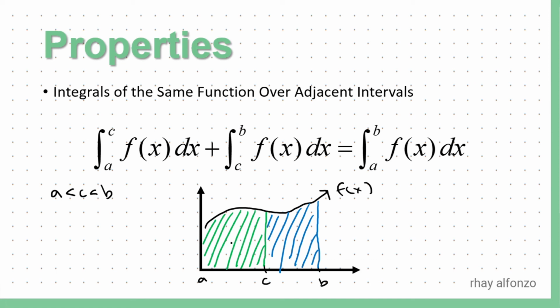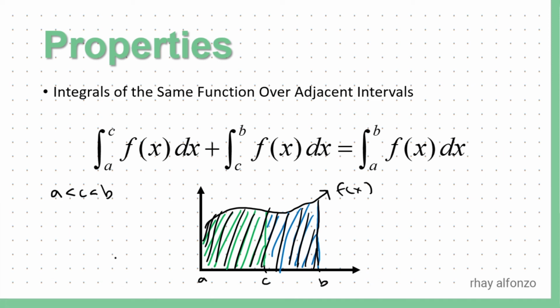So what this property tells us is that since they are the same function, instead of getting the areas under these two regions separately, we can get the definite integral directly from a to b and still get the same answer. Since they are the same functions and they are adjacent, when you add these two areas, the answer will be the same as getting this area as a whole.